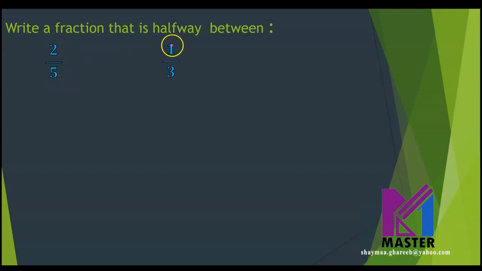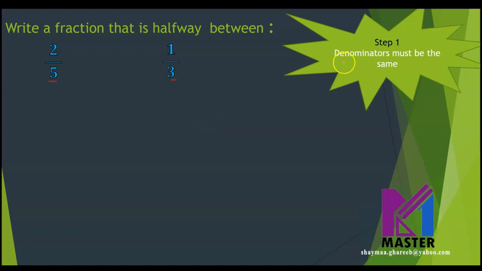If I have 2/5 and 1/3, both have different denominators, and we said first step, denominators must be the same. So the least common multiple between 5 and 3 is number 15. So for the 5 to be 15, I will multiply it by 3, and I will do it up and down. And for the 3 to be 15, I will multiply it by 5, and I will do it up and down. Then the new fraction here, 2 times 3, will be 6 over 15. And 1 over 3 will be 5 over 15.